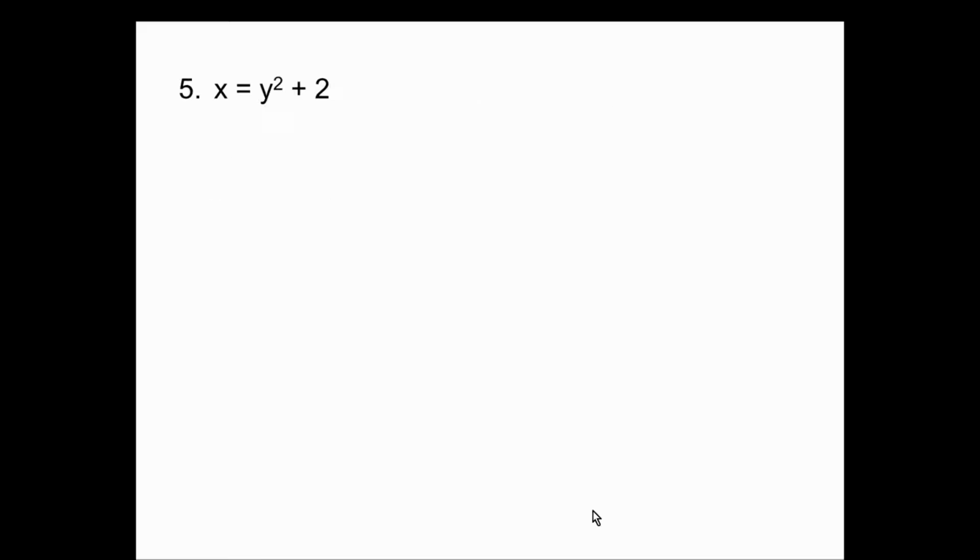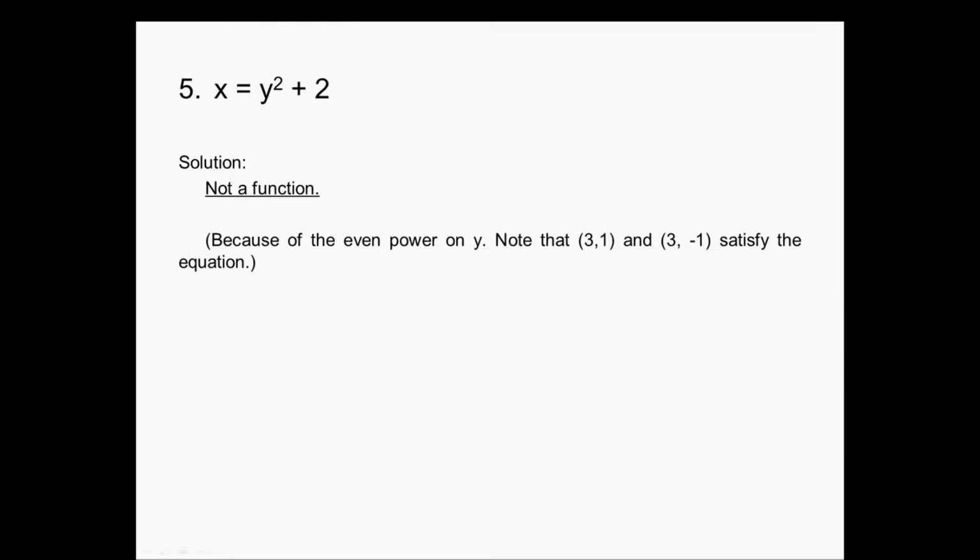Number 5, I have x equals y squared plus 2. Okay, for equations, you look at the y. I have an even power on the y. That's not a function. It's okay to have an even power on x, but not on y. So this is not a function. I've given you a couple of ordered pairs that reuse the same first coordinate. 3, 1 and 3, negative 1 both make that equation true. So it reuses the value of 3 if you're looking at ordered pairs.